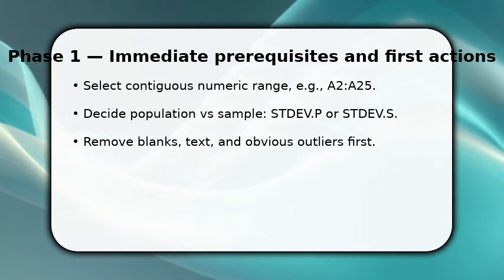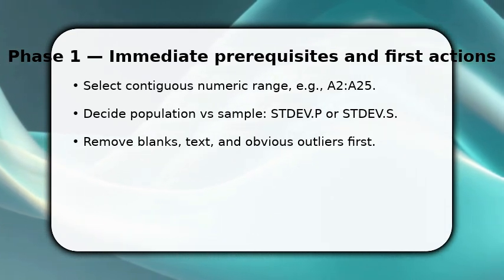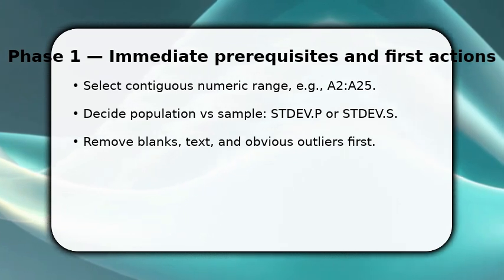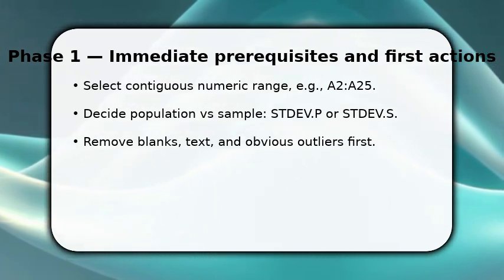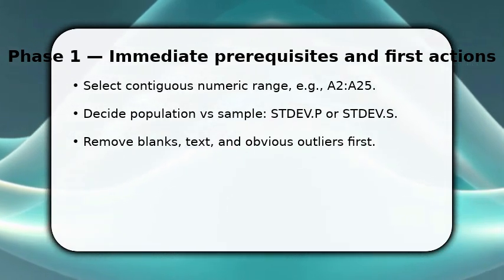Once done, clear non-numeric cells or convert text to numbers, otherwise functions return errors or wrong results. Make sure headers aren't included in the range, and keep a copy of the raw data or a backup sheet before you change anything. Now enter the formula in an empty cell.